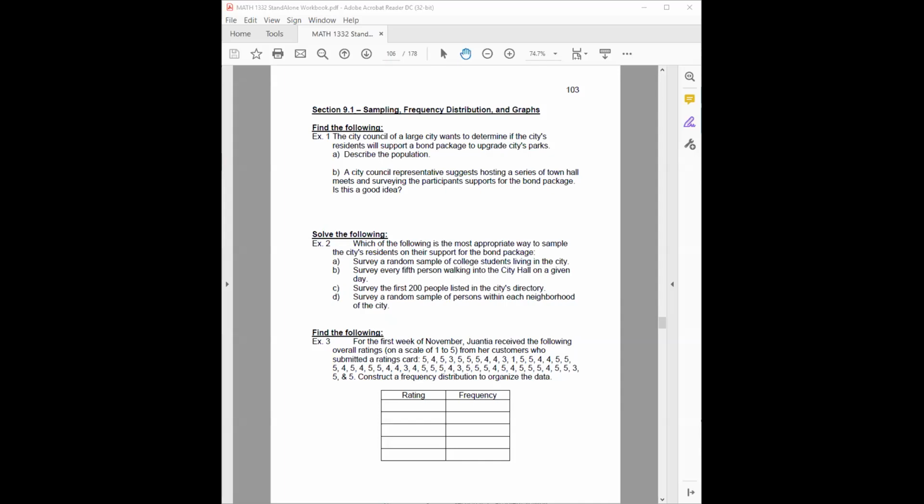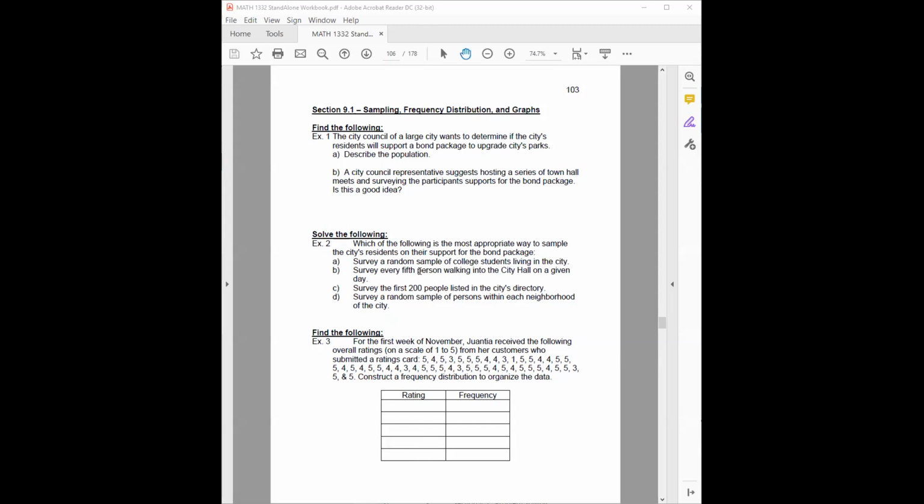Computer's fine. All right, so let's do example 3. Examples 1 and 2 are more conceptual, so I'll let you read those ideas later, and we'll talk about it as we go as well. The big thing they want you to know is the difference between sample and population.